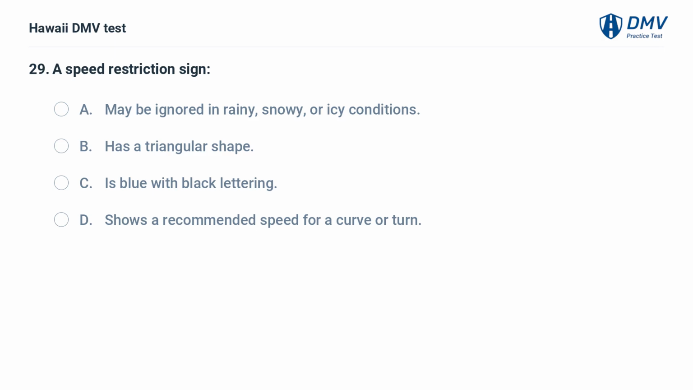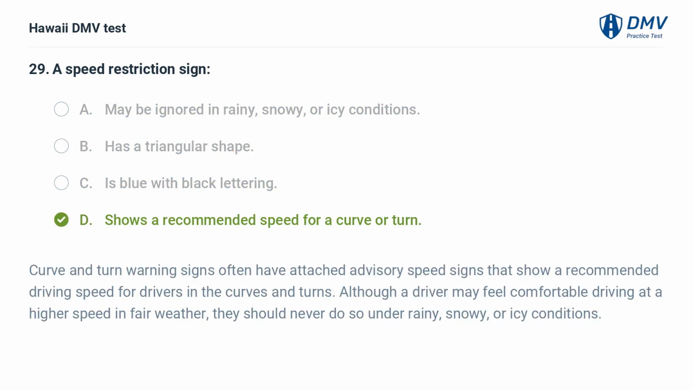A speed restriction sign. A. May be ignored in rainy, snowy, or icy conditions. B. Has a triangular shape. C. Is blue with black lettering. D. Shows a recommended speed for a curve or turn. The answer is D. Shows a recommended speed for a curve or turn.